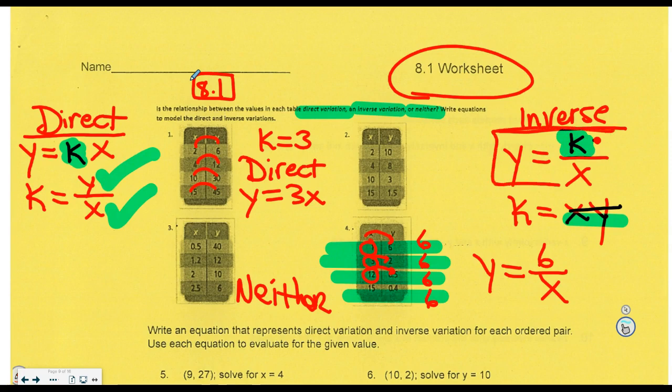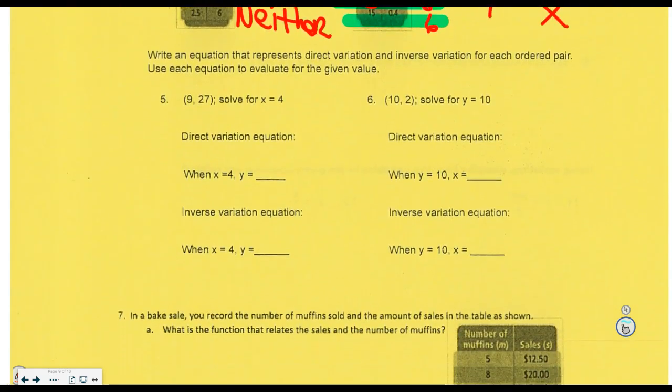So if you decide it's this one, you told me the k was 6, I have to go replace that k with a 6. Wait, isn't it k equals 6? K is 6, but then it says write the model. And this is the model. So you have to write y equals 6 over x, because you told me the k was 6. So now we're going to go down here, and we're going to do number 5.